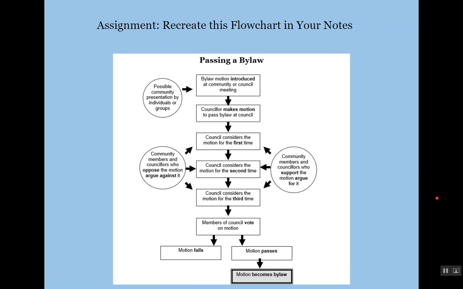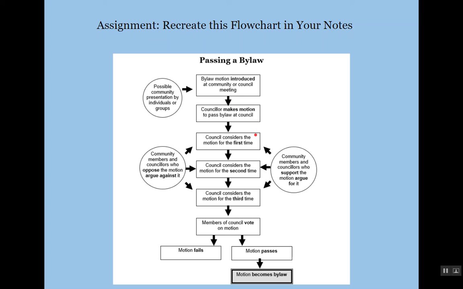Okay, here's your assignment for today. It is to recreate this flowchart in your notes. So this flowchart shows us how to pass a bylaw. First, a bylaw motion is introduced at a community or council meeting. Now, this bylaw might come from the councillor themselves, or maybe a community member has made a presentation. Then, the councillor makes a motion to pass the bylaw.